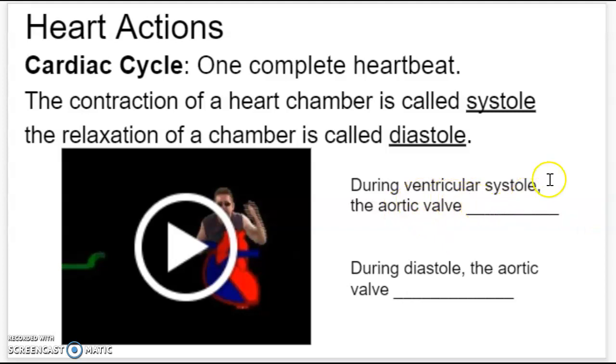So during ventricular systole, the aortic valve is going to open so the blood can pass through, and during diastole, the aortic valve will shut so it will prevent the backflow into the ventricle.